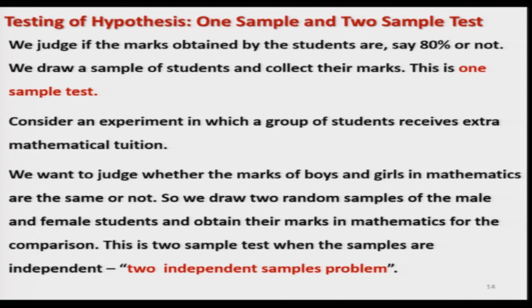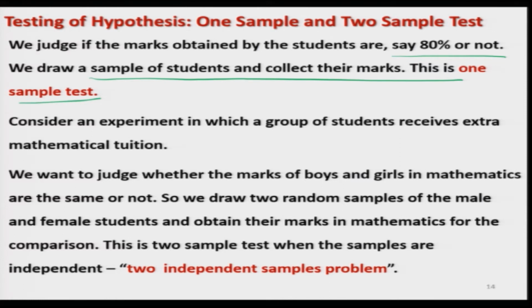For example, we judge if the marks obtained by the students in a class are say 80% or not. If we are talking of the class, some student might have got 82%, somebody may have got 79% and so on. So, what we try to do? We try to draw a sample of the marks of the students, and then we try to do some test procedure to conclude about the statement. So, in this case we are going to draw only one sample of the students, and then we are going to ask their marks. So, this is called a one sample test.